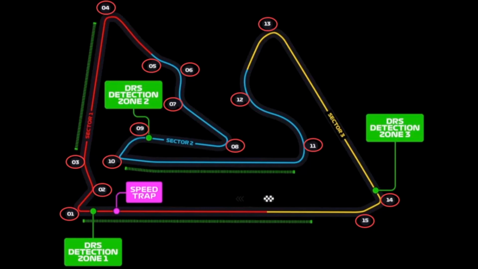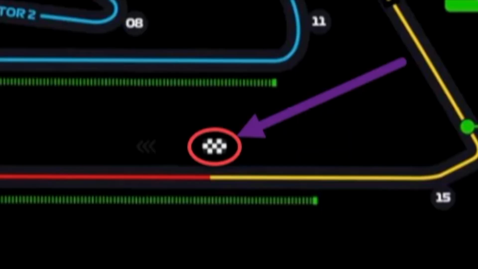The easiest part of this diagram to understand are the white numbers. They represent turns. In this circuit, there are 15 turns. Note that this track is oriented clockwise. The checkered flag represents the finish line for the race.